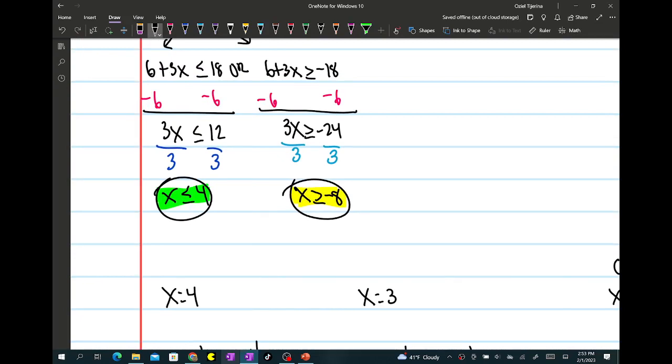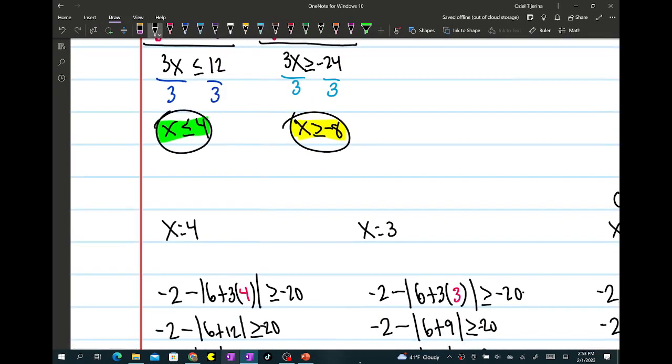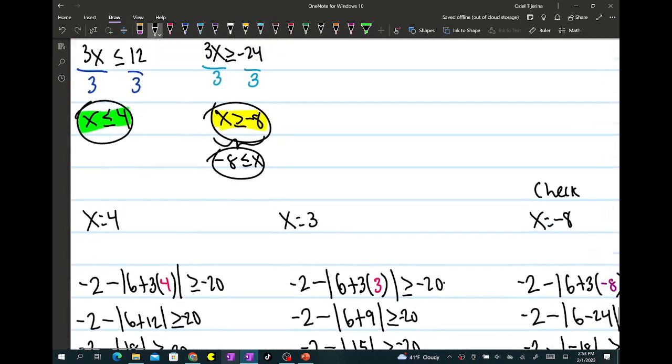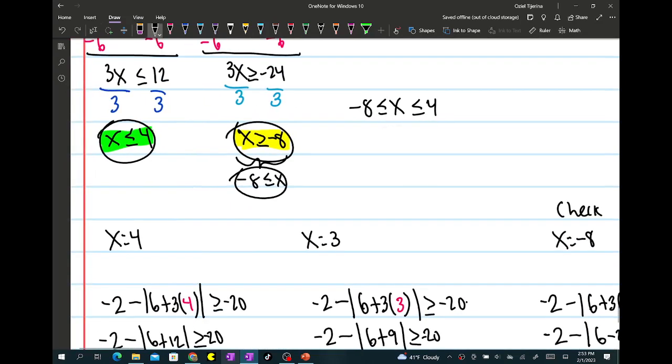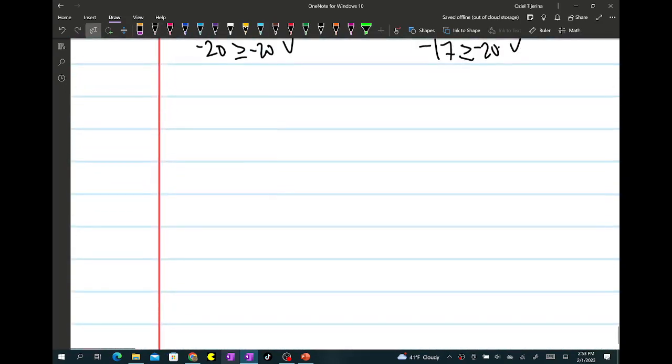Now, the way that you would write it again is you can write this as the following: negative 8 less than or equal to x. And we know that x is less than or equal to 4, so we can rewrite this as negative 8 less than or equal to x less than or equal to 4. Okay.